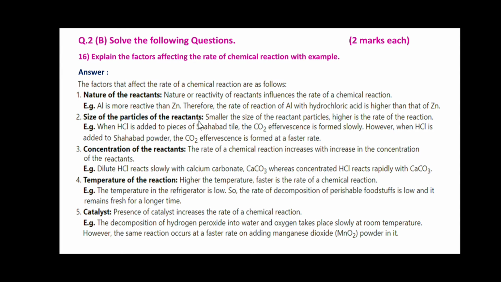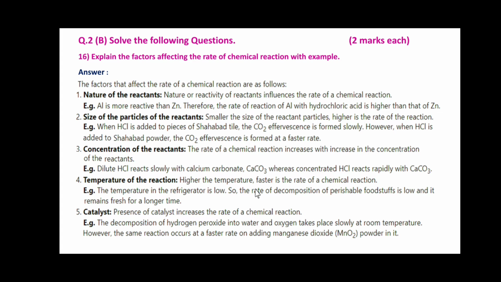Size of the particles of the reactants. Smaller the size of the reactant particles, higher is the rate of reaction. For example, when hydrochloric acid is added to pieces of Shahabad tiles, the carbon dioxide gas is formed slowly. However, when HCl is added to Shahabad powder, the carbon dioxide gas is formed at a faster rate. Concentration of the reactants. The rate of chemical reaction increases with increase in the concentration of the reactants. Dilute HCl reacts slowly with calcium carbonate, that is CaCO3, whereas concentrated HCl reacts rapidly with CaCO3.